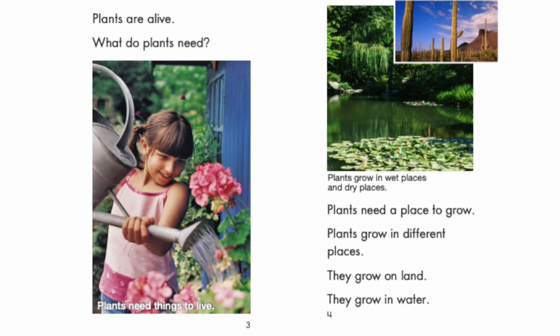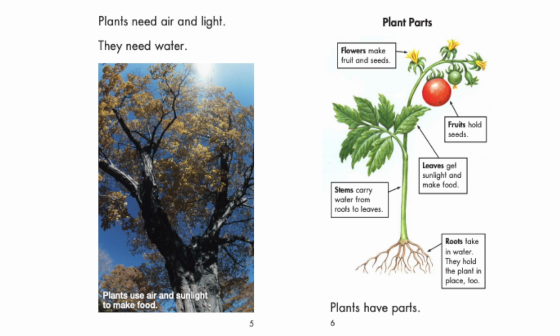Plants need air and light. They need water. Take a look at the caption on this image. Plants use air and sunlight to make food. This is a diagram. A diagram shows parts of something. Look at the title. The title is Plant Parts. Nonfiction text does not try to trick you. This is going to tell us about the parts of a plant.